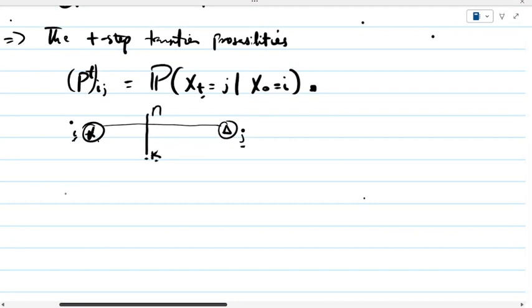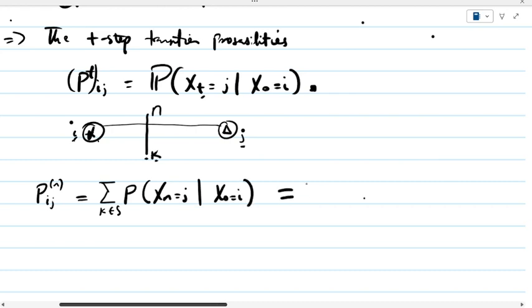So the Chapman Kolmogorov equation is given as the probability of moving from state I to state J over n steps, which is given as the summation over k, where k belongs to the state space, of P of I k over r, then P of k j over n minus r.